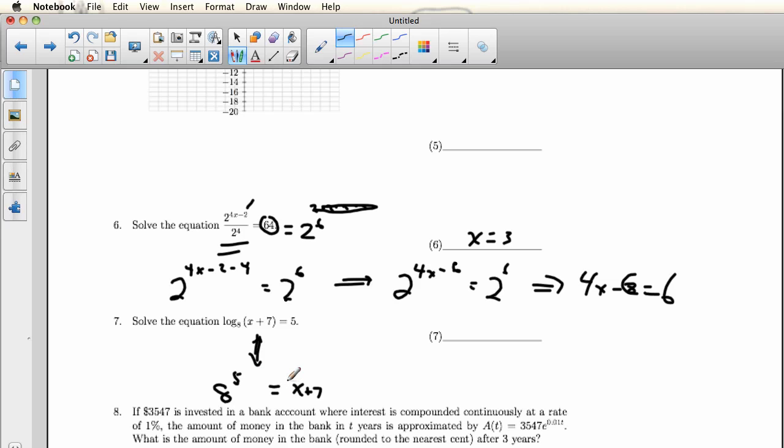Now 8 to the 5th is a large number, so I'm going to do that on my calculator. 8 to the 5th power is 32,768, equal to x plus 7. So by subtracting 7 from both sides, I'll have that x is 32,761.